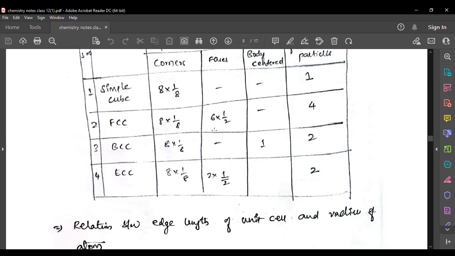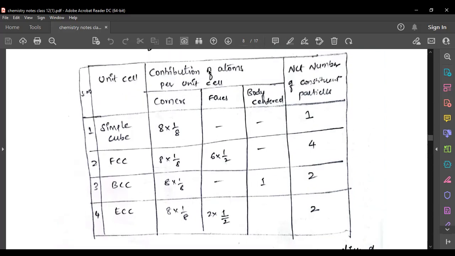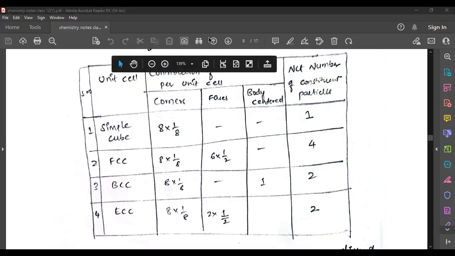Same way for ECC. 8 corners, and each one will contribute 1/8. And 2 face atoms will be there, and each one will contribute 1/2. Total number of atoms is equal to 2 in the case of ECC. So these are the Z values in the case of simple cubic, FCC, BCC and ECC. Any doubts in the calculation part?